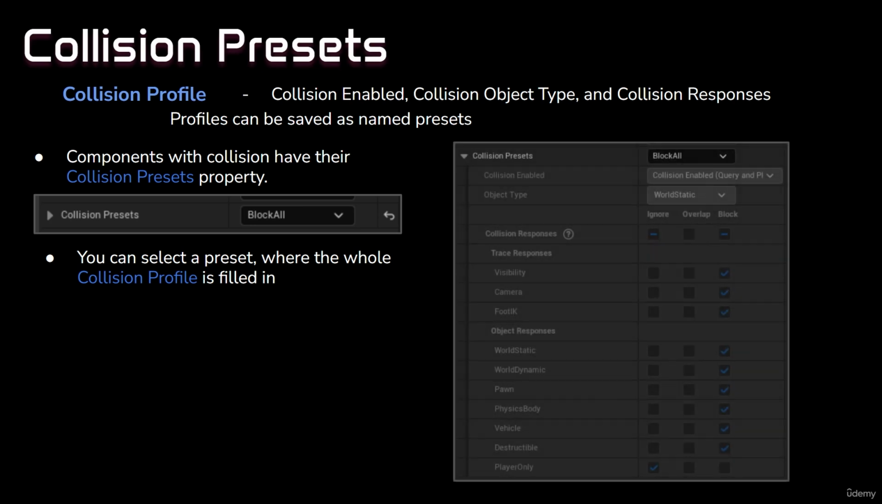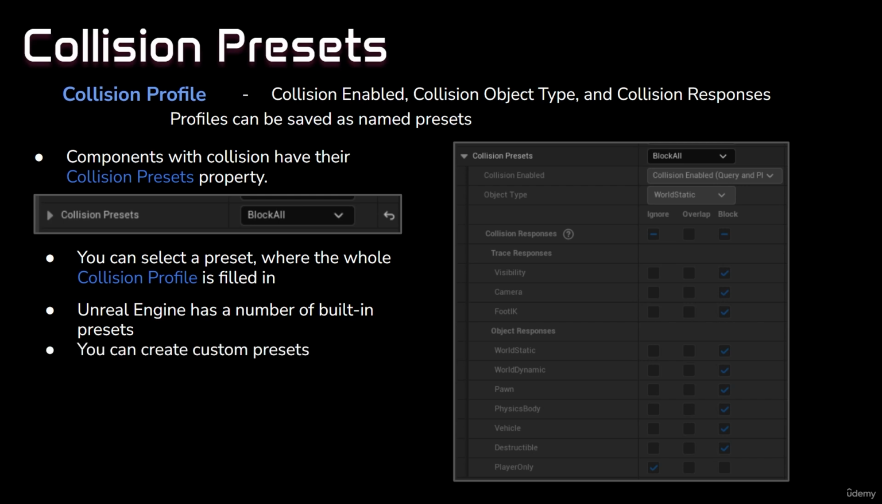Notice that when you select a collision preset, all of the collision settings are grayed out. You can't change these because the collision preset determines what these settings should be. Unreal Engine has a number of built-in collision presets. So if one of these presets fits the bill for your needs, you can use those for any given component that has collision. But you can also create custom collision presets.